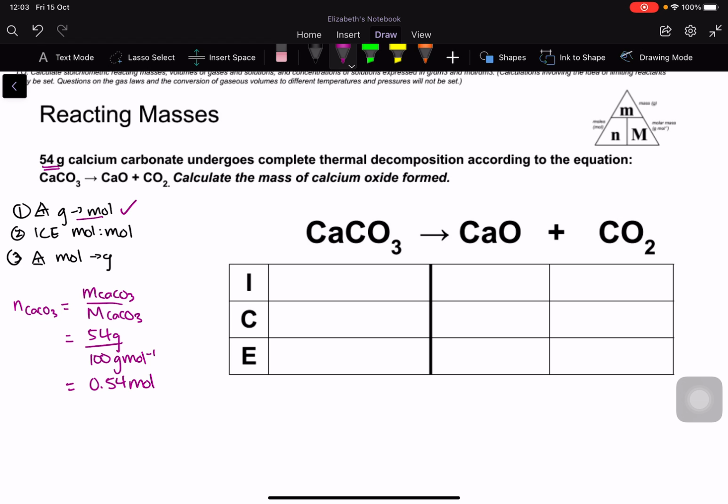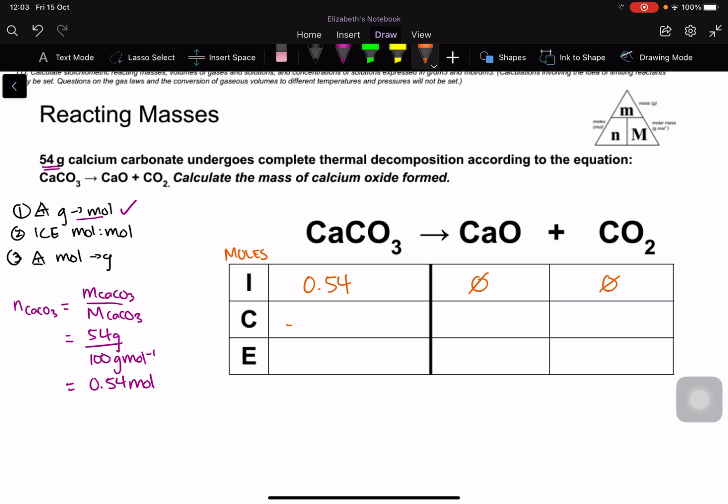So we did the first step. The second step is to use the ICE table. Remember that in the ICE table, only moles can go there. So we're going to take our initial amount of calcium carbonate, write it down there. And we know that we don't have any of these because at the beginning of the reaction, we haven't had time to make any of them.